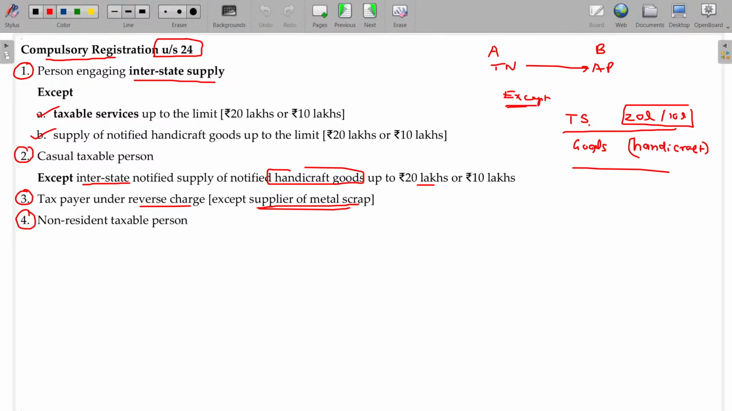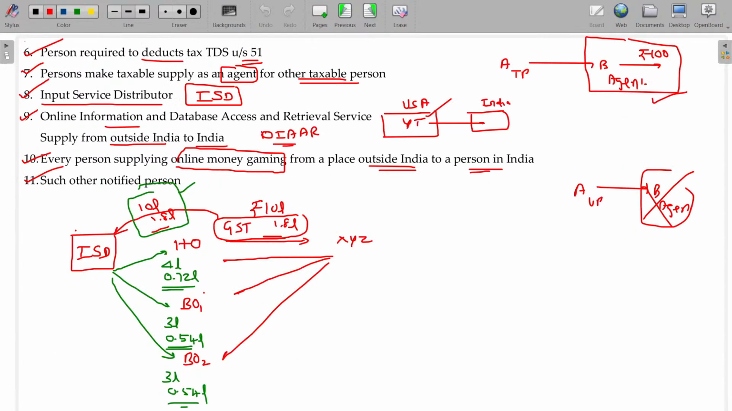In case of CTP, I also have to go for compulsory registration, provided I'm supplying handicraft goods temporarily, for the 10 lakhs and 20 lakhs threshold limit, then I may be exempted. And on RCM basis, for NRTP, I need to register. Under TDS, I don't want to register for my supply, but I need to deduct the tax and deposit the tax on behalf of the supplier. Then I have to register under section 51, compulsory registration.